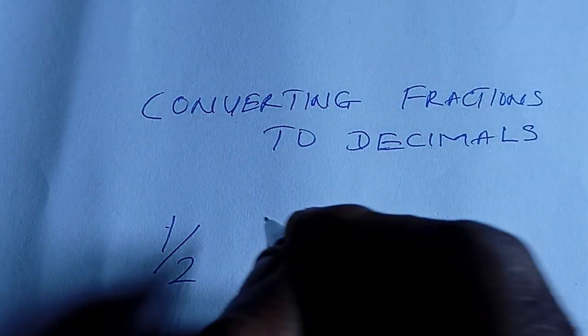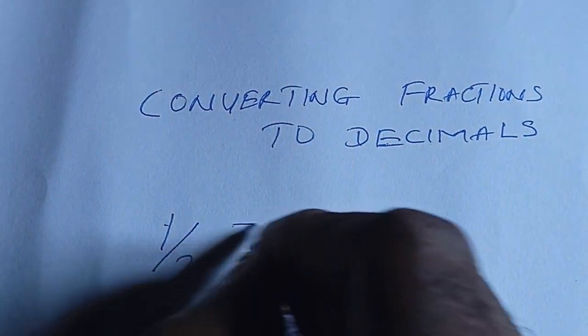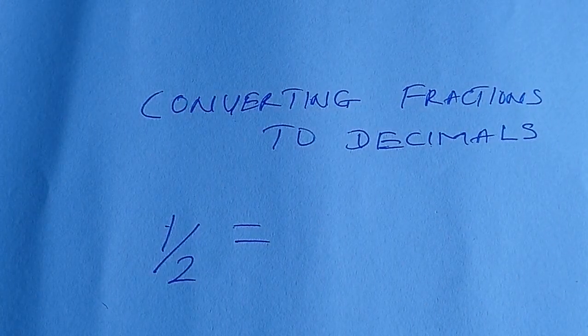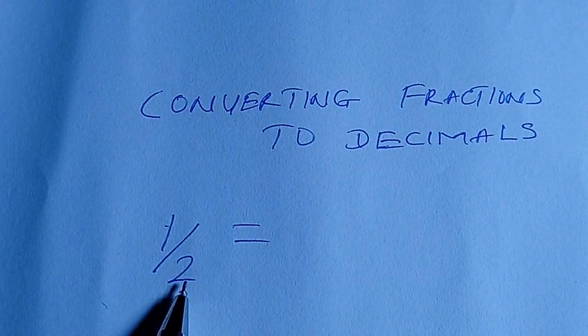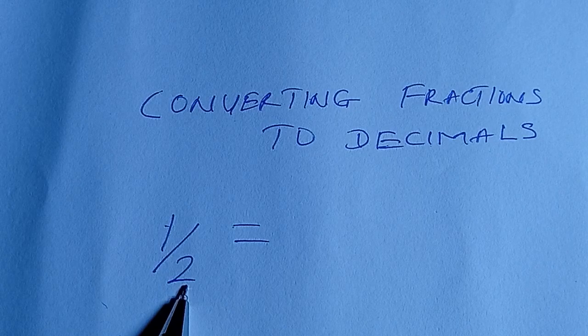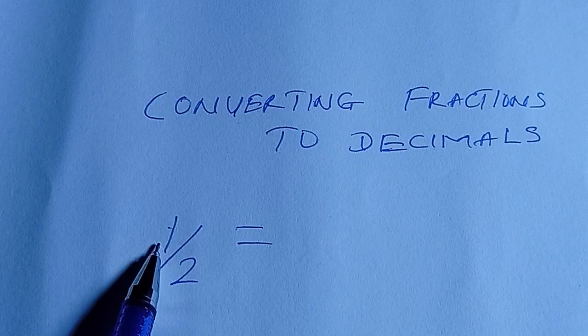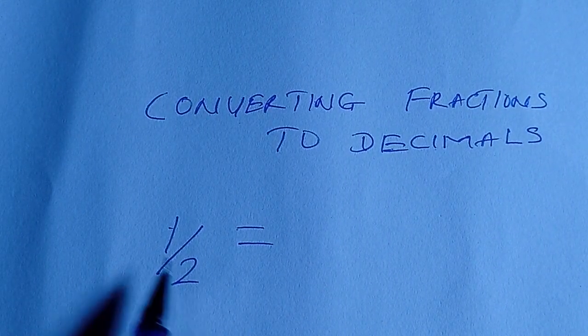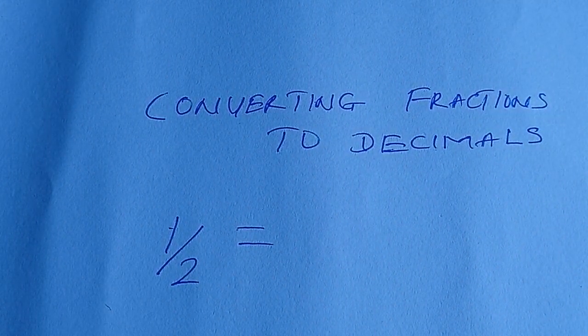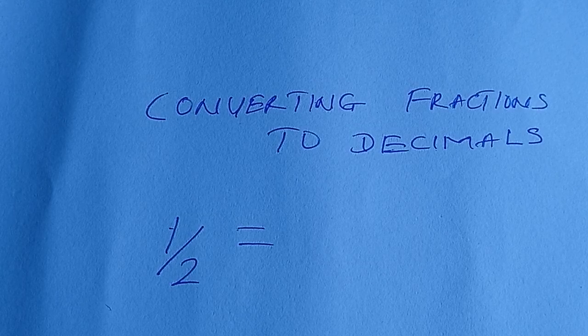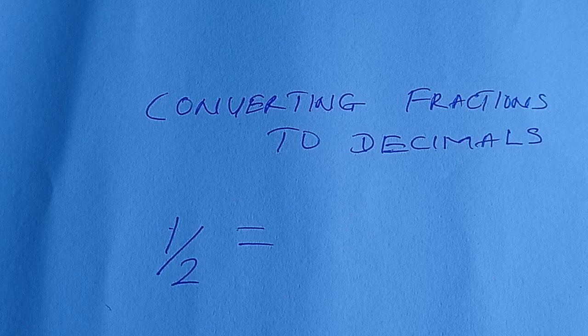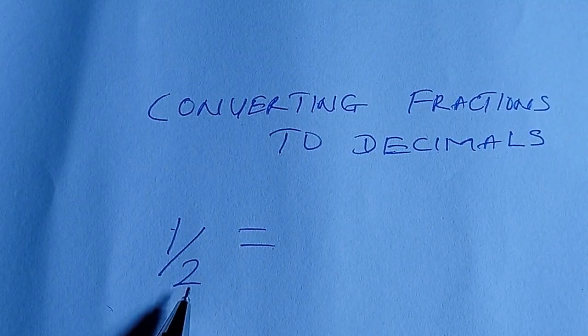1 over 2, to convert it to a decimal, first you have to use the denominator to divide the numerator. The denominator is 2 and the numerator is 1. So you use the denominator to divide the numerator. But we are seeing here that the numerator is less than the denominator. So how do you go about it?